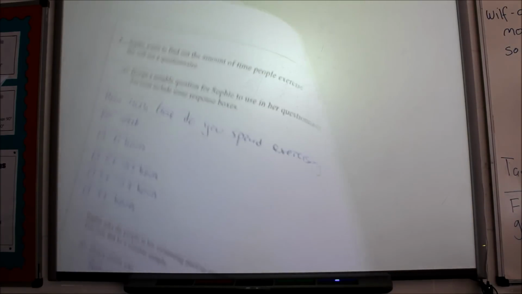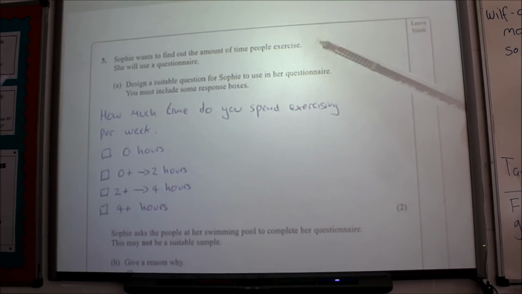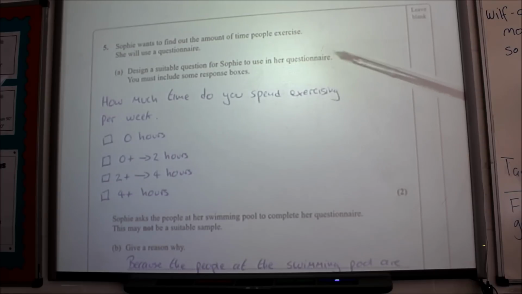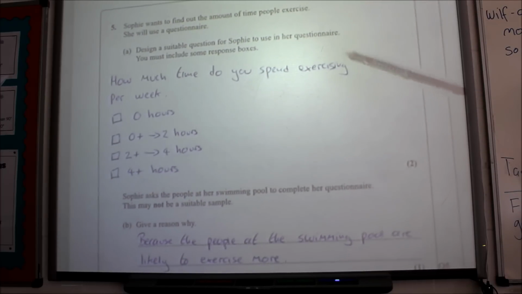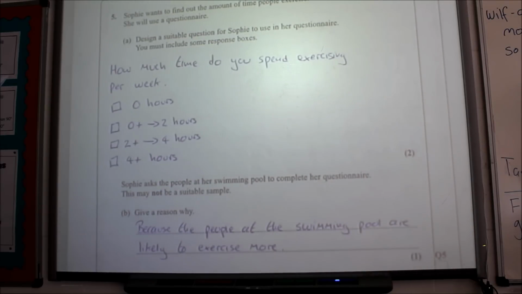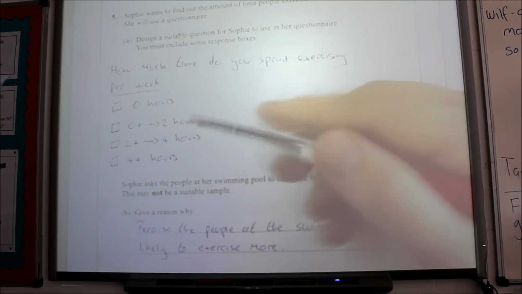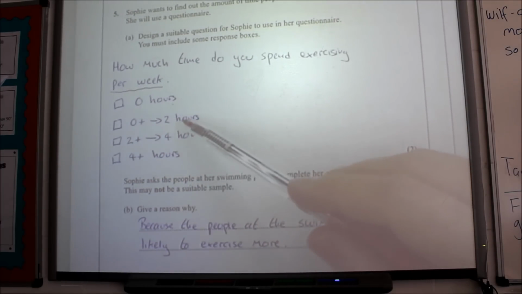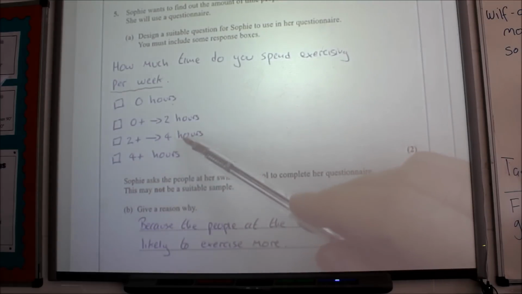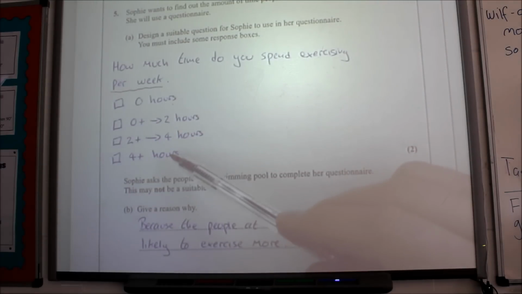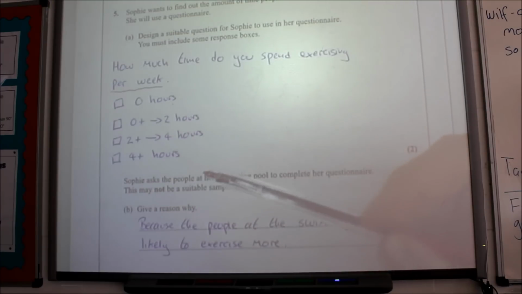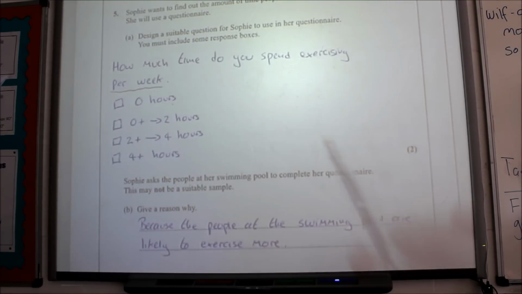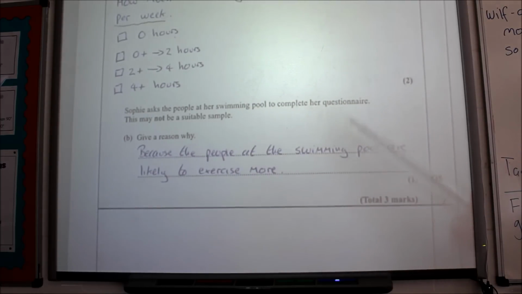Question number 5, last one on this. Sophie wants to find out the amount of time people spend doing exercise. She's going to use a questionnaire. Design a suitable questionnaire for her to use. Include response boxes. So I said, how much time do you spend exercising per week? Because there's my time scale. I've got 0 hours for those who don't. More than 0 hours for up to 2 hours, and including 2 hours. More than 2 hours to 4 hours, or 4 hours plus. None of those overlap, because if someone said 2 hours, I tick this one, because this one is for more than 2 hours.